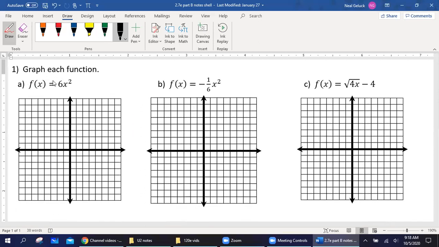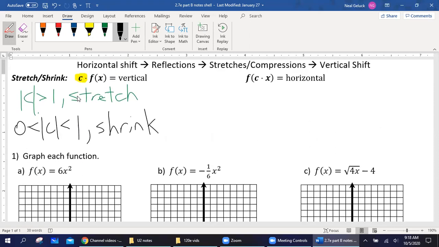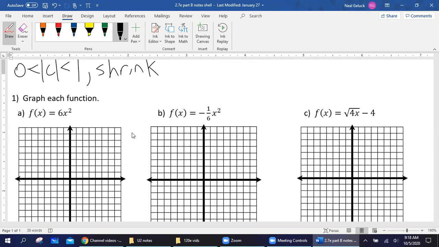So on number 1a, 6x squared. So 6, the absolute value of 6 is 6. 6 is bigger than 1. That's going to be a vertical stretch. So I'm going to say a vertical stretch by 6.